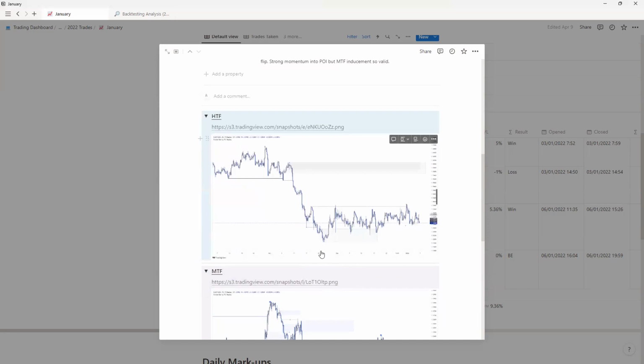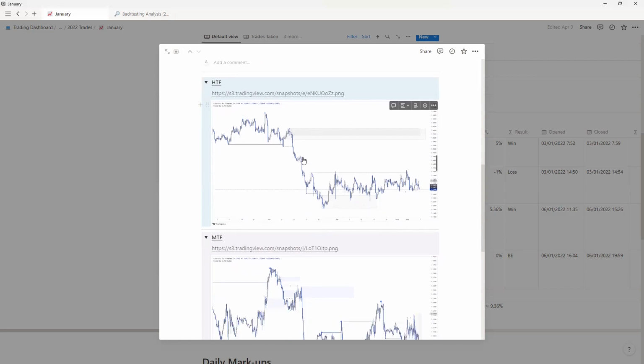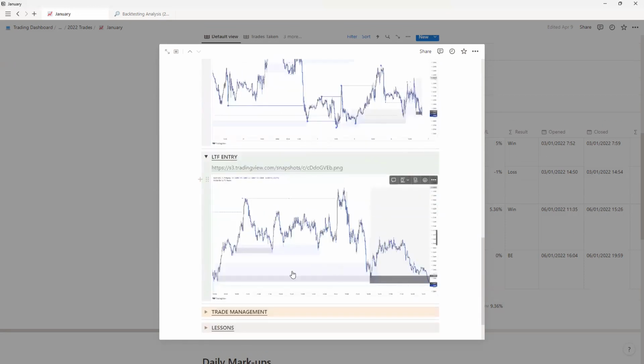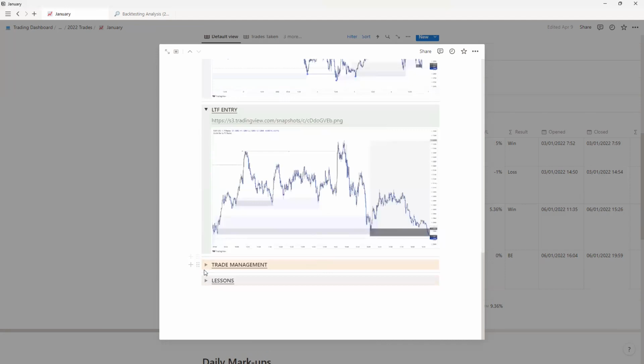I'll typically try and give a good description as well. I don't have that included just now for this video, but usually I'll give quite a detailed description of what am I looking at on this higher time frame? What is the medium time frame showing me? Why did I enter on the lower time frame there? And then there's also some sections to put trade management and lessons.